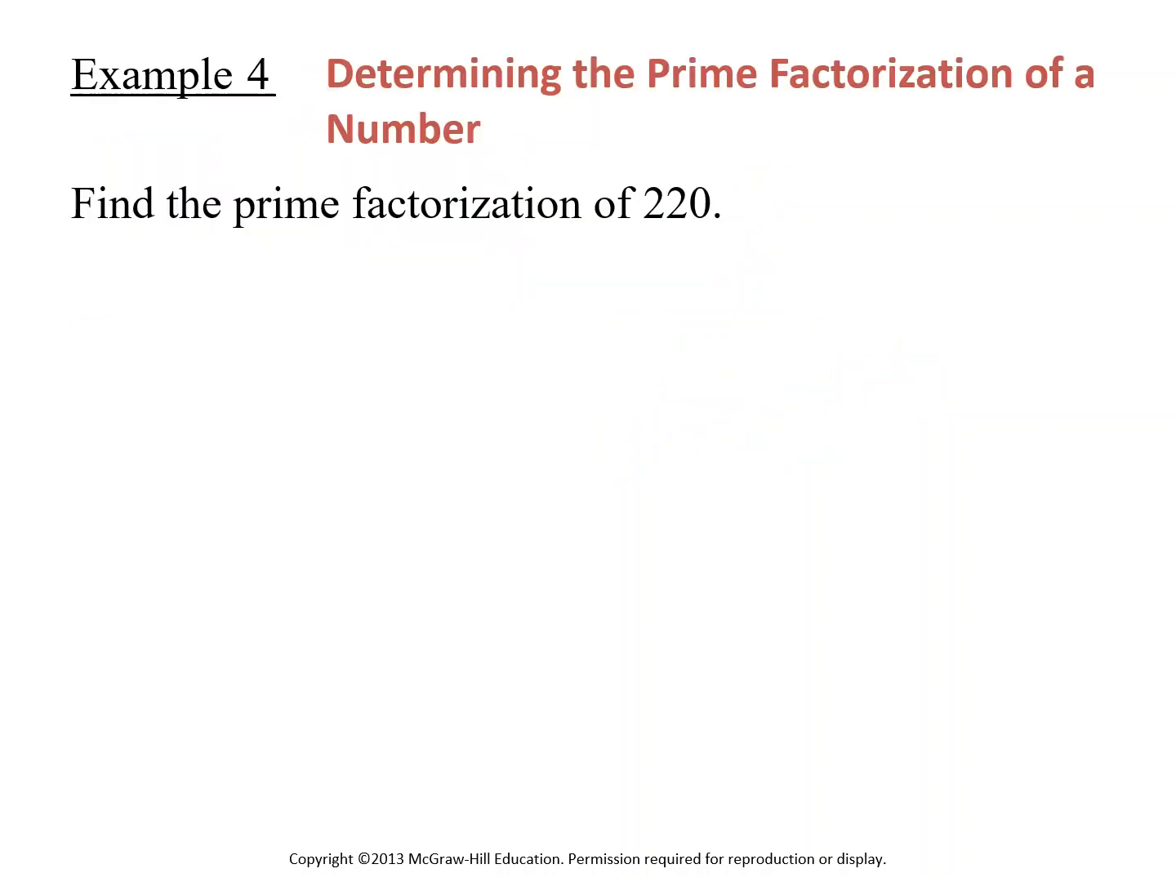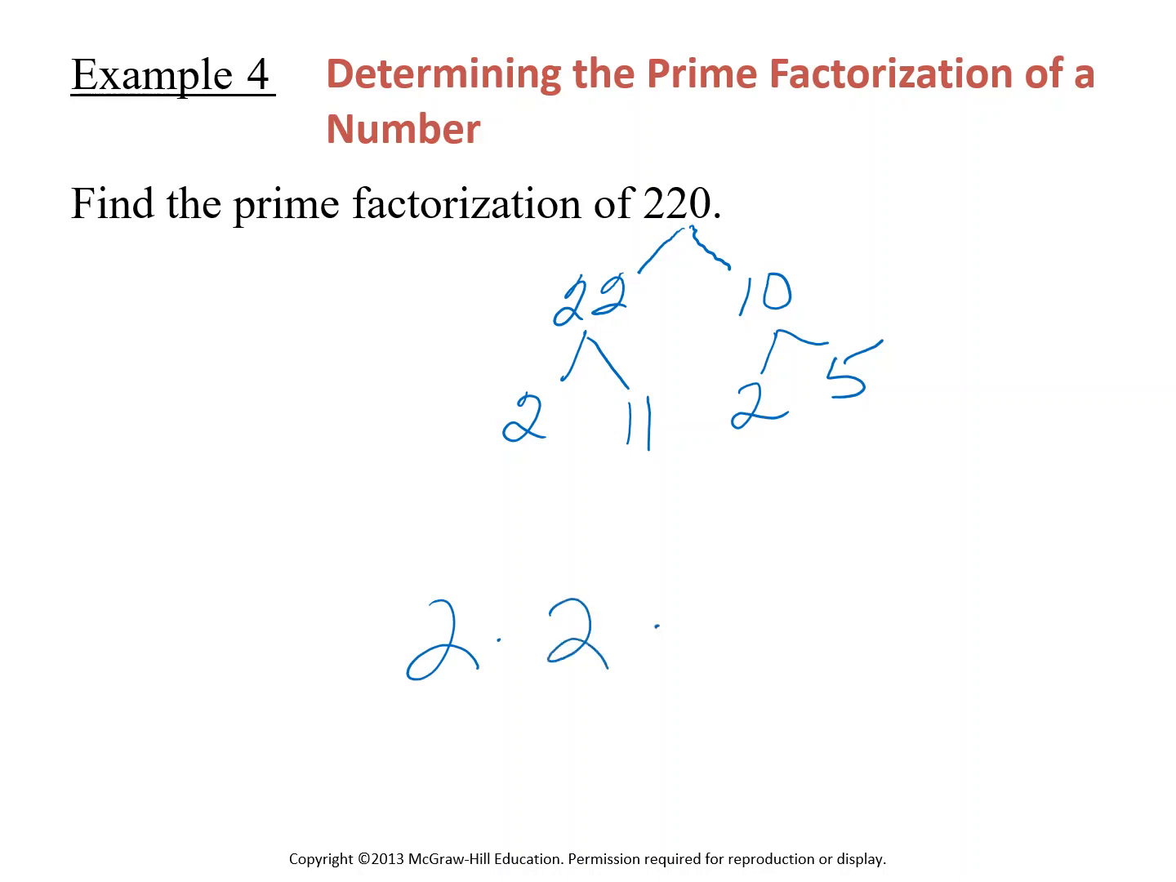To find the prime factorization of a number, we can make a factor tree and just break the number down into its factors, and you can start anywhere you want. 22 times 10 is 220. This is 2 times 11. This is 2 times 5. So 2 times 2 times 5 times 11, when multiplied together, gives us 220. This is the prime factorization of the number.